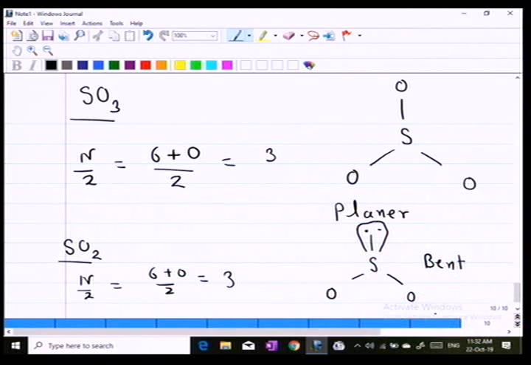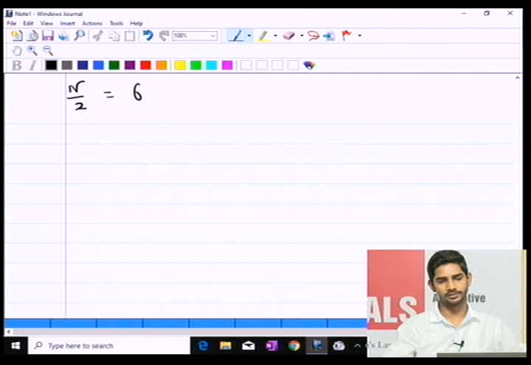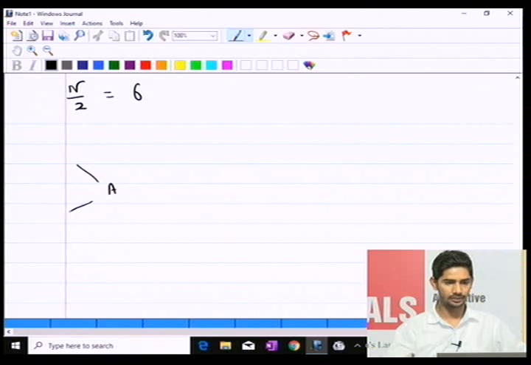Guys, please confirm me quickly. Any doubt or query for me till now up to these examples? Any example which is not clear to you? Okay. Next. Look at this. Case where n by 2 equal to 6. You can check out the arrangement of atoms. It is like this.